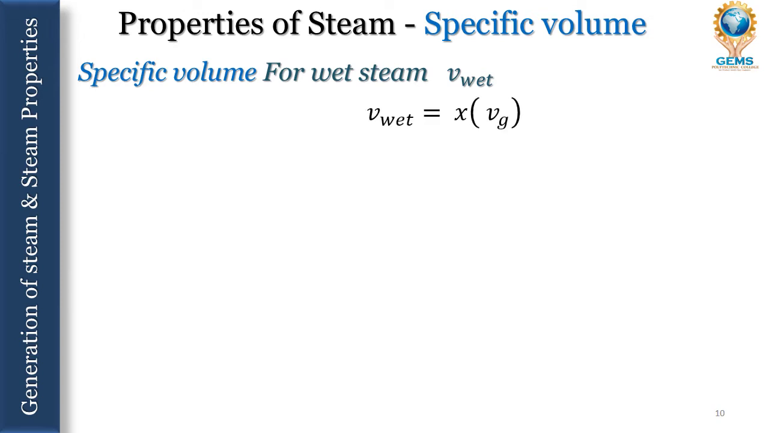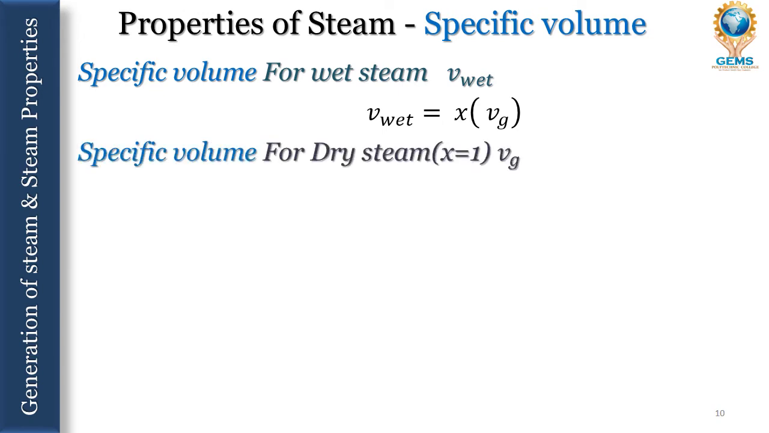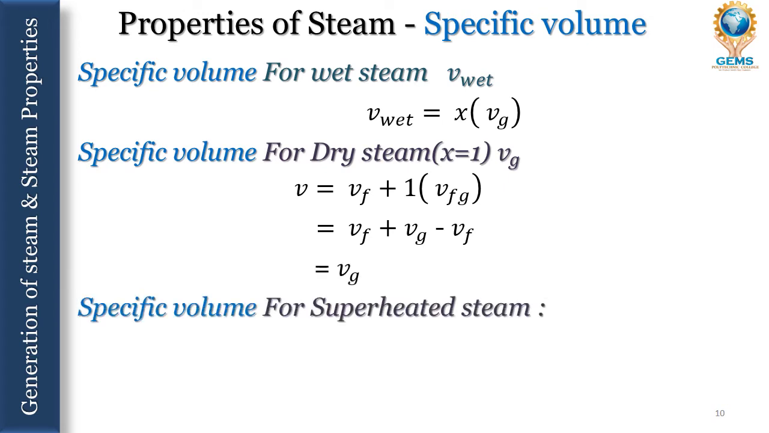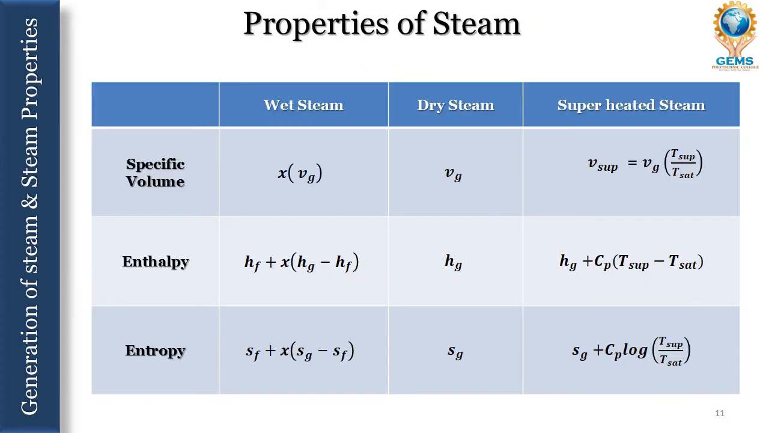The specific volume for wet steam is represented by V wet. V wet is equal to X into Vg, where X is the dryness fraction. The specific volume for dry steam, that is X equal to 1, is represented by Vg. So V is equal to Vf plus 1 into Vfg, that is Vf plus Vg minus Vf, which gives Vg. The specific volume for superheated steam is V superheated equal to Vg into (T superheated by T saturation), where T superheated is the superheated temperature and T saturation is the saturation temperature.